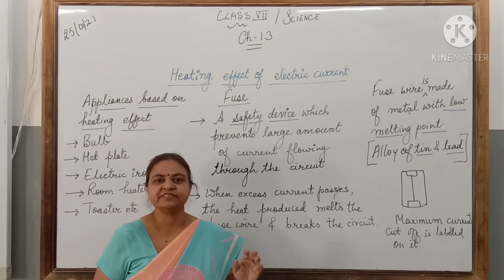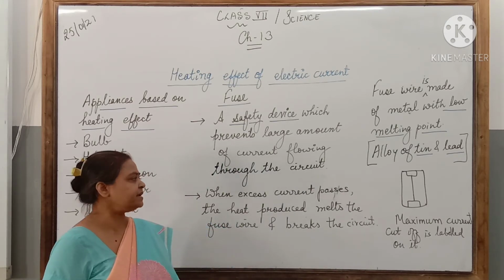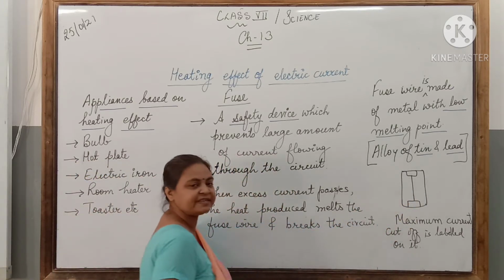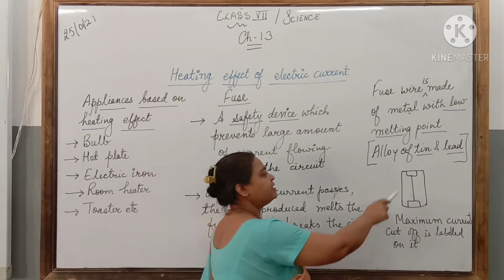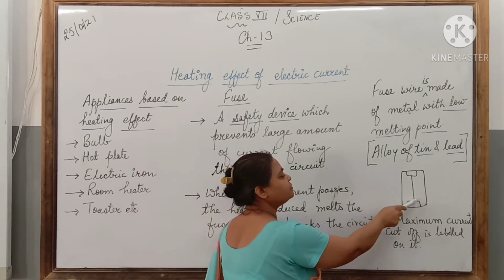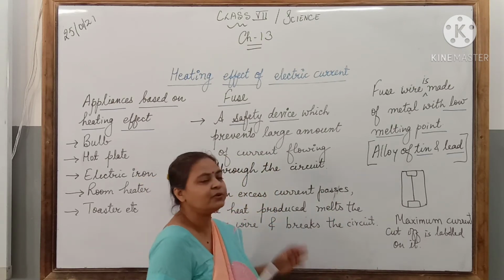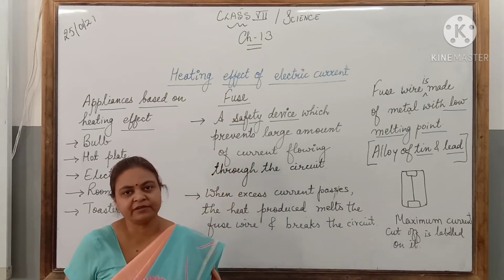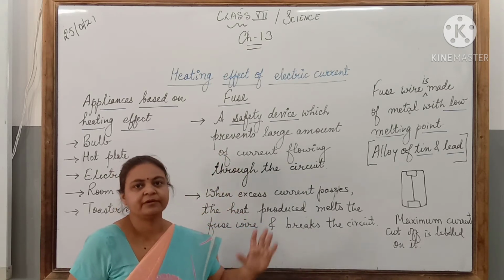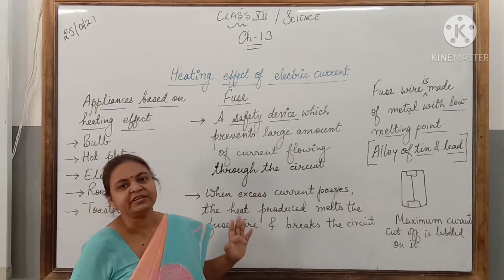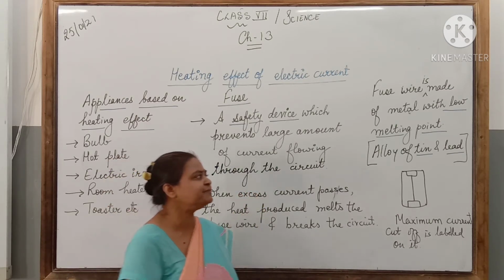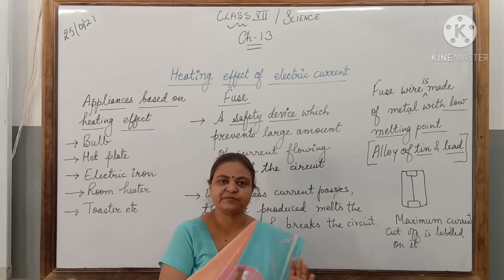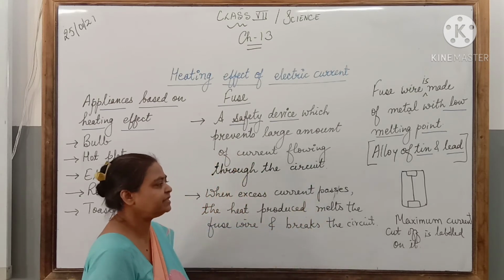Let us see the construction and working of this fuse. Here, this is enclosed in a ceramic or plastic box-like structure. Two terminals are there, and this is the fuse wire, which is made up of a low melting metal, means a metal which has low melting point. So when the current passes, the metal will heat up and melt easily. Usually it is made up of an alloy of tin and lead, a mixed metal of tin and lead is used to make the fuse wire.